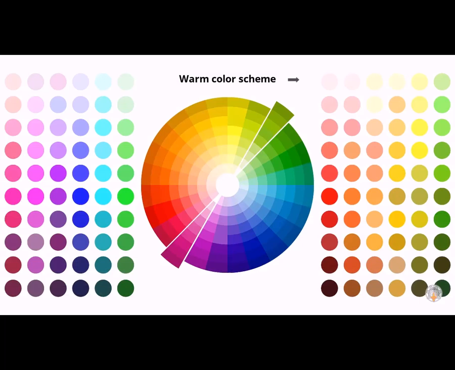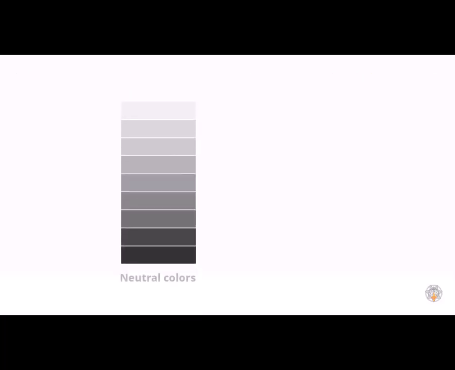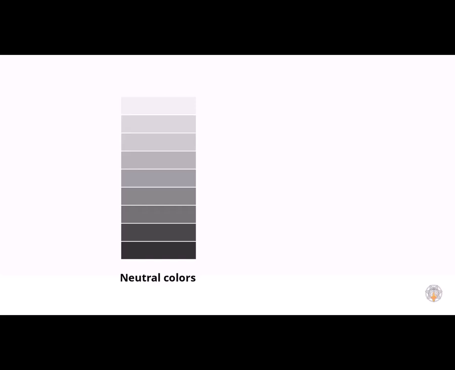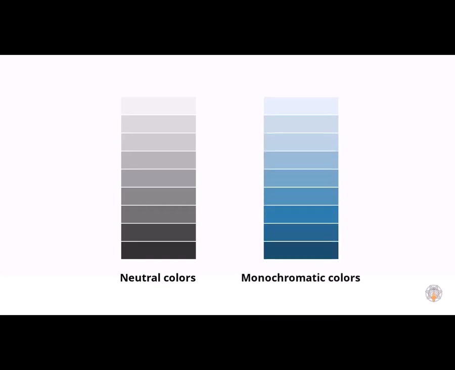Warm colors include shades of orange, yellow, and red. Cool colors include shades of blue, purple, and green. Neutral colors include shades of beige, white, and grey. Monochromatic colors include tints and shades of a single color.